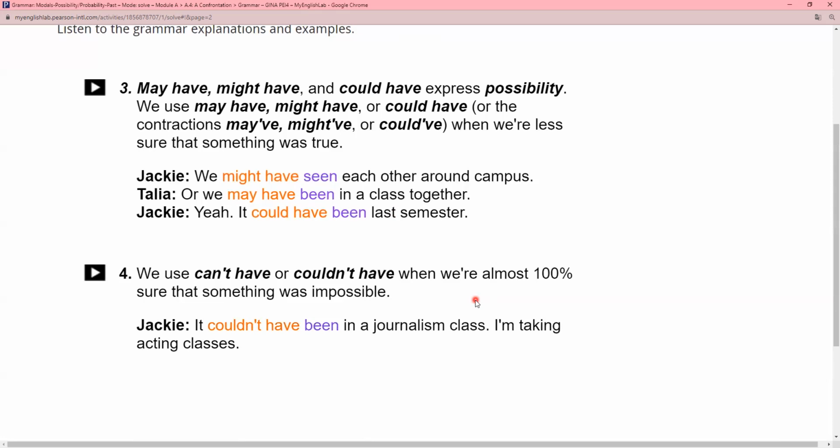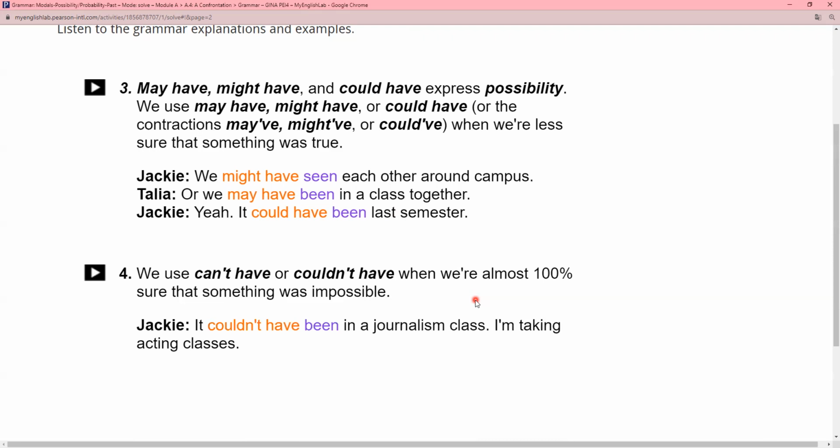Okay, so we have the opposite, the negative, right? Where we want to show that something was not true or was impossible, when we are 90 or almost 100% sure, we're going to use couldn't have plus the verb in its participle form. For example, it couldn't have been, right? So I'm almost sure, but I'm not that sure at all, right?